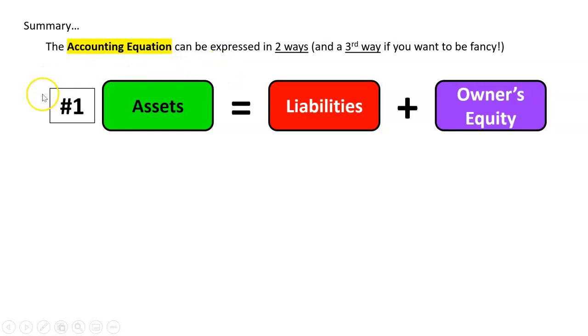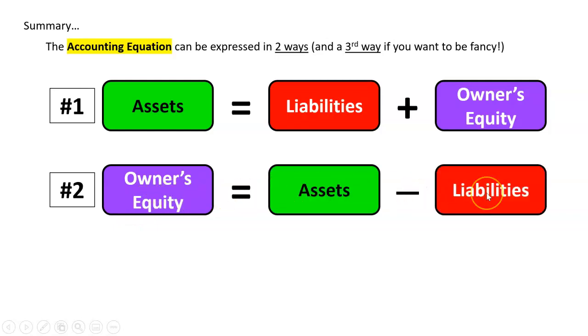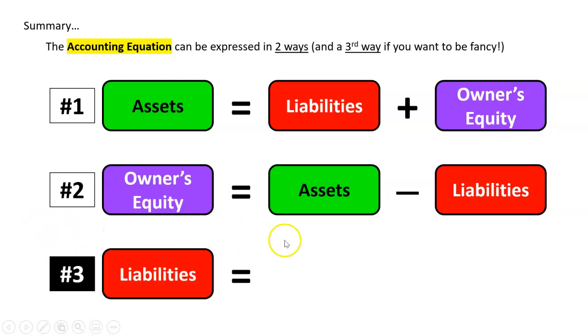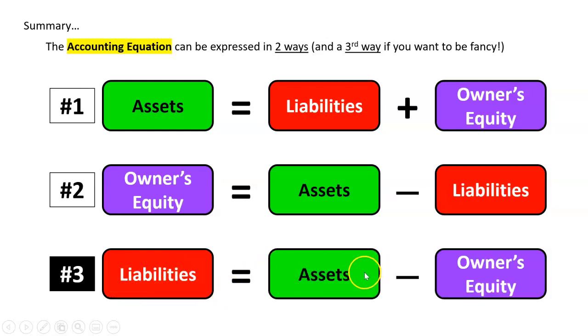So that's technically the accounting equation. But we can rearrange it into this second way, which is owner's equity equals assets minus liabilities. Mathematically you might need to be aware, though it's very unlikely to come up in our course, that you could rearrange it again and say liabilities equals assets minus owner's equity. But we'll focus on these top two for the most part. And for the rest of this video, we'll just look at this first expression of the accounting equation.